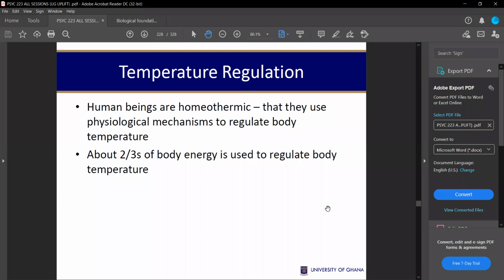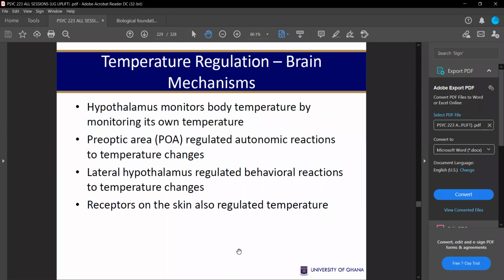The same thing applies when you find yourself in a warm place. You begin to open the windows, or you wear loose clothes. All these things are things we do just to move our body temperature from abnormal to normal. So that's the behavioral mechanisms we are talking about.